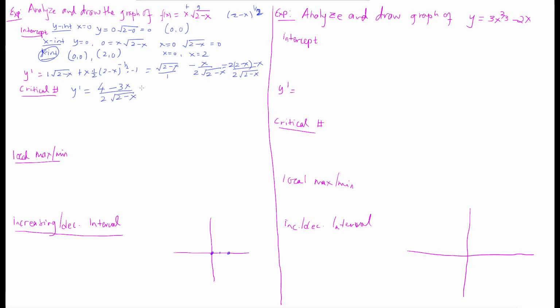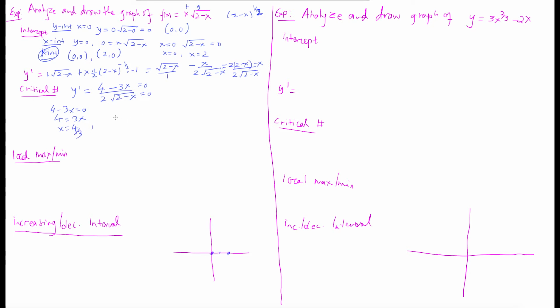To find the critical points, one thing you do is solve the numerator and then solve the denominator. Meaning the critical points are the values of x where y prime is 0 or y prime is undefined, meaning when the denominator is 0. If the numerator is 0, you get 4 minus 3x equals 0, meaning 4 equals 3x, so x is 4/3. That is one of the critical points.